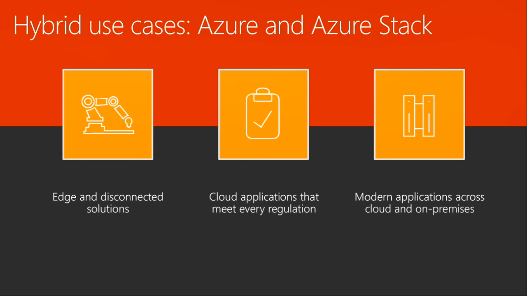So the three main scenarios are where customers are looking at having Azure but not being able to go to Azure. They wanted the cloud technology that Azure offers, but they couldn't go to the public cloud for different reasons. And the three main use cases we found are these three.